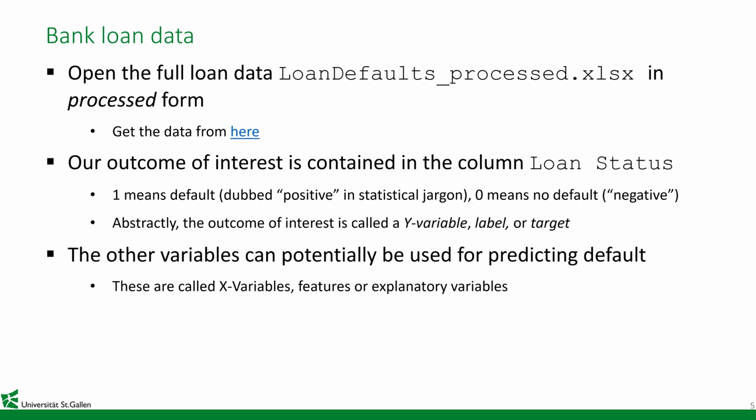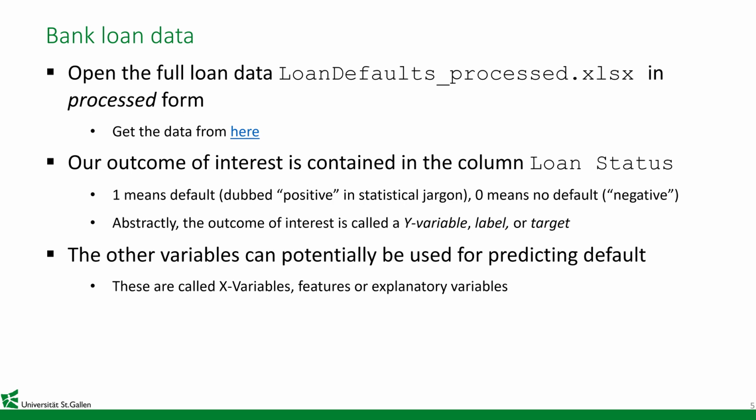Now, before we download the data, let us recap from the last video that we are interested in predicting the loan status. The loan status indicates whether or not a loan defaulted in the past. We also call this the Y variable, the label, or the target, and we coded it by assigning it two values: 1 meaning that it defaulted, and 0 that there was no default in the past with that loan. The other variables in the dataset can be used to predict the default. They are called X variables, features, or explanatory variables.